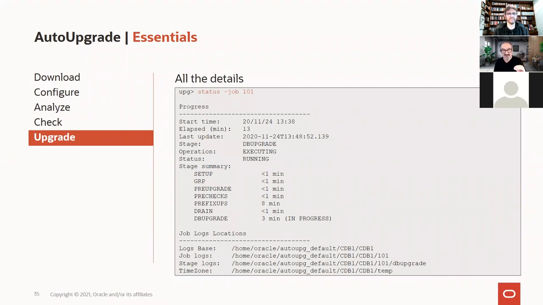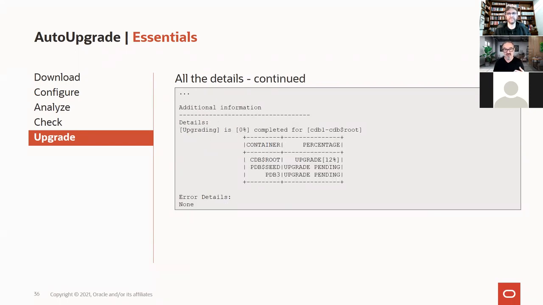All the details are back on the command line, in the job interface. If you need to know more now, you say status -job 101 or 100, whatever the job number was. It showed you with lsj the job number. And here you see in which state AutoUpgrade is. You see also the log locations. And at some point, you see also where it is in that database. So here in our environment, CDB.root has been upgraded 12%. Seed upgrade is pending, and PDB freeze upgrade pending as well.